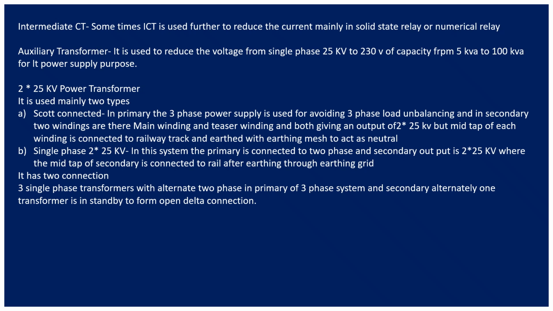Single phase 2 into 25 kV. In this system, the primary is connected to two phases and the secondary output is 2 into 25 kV, where the mid-tap of the secondary is connected to the rail after earthing through the earthing grid. It has two connections. One is with only one power transformer, and the second is with three single phase transformers, where one transformer is always in standby to form the open delta connection. Three single phase transformers are connected to alternate two phases in the primary of the three-phase system, and in the secondary alternately one transformer is in standby to form the open delta connection.